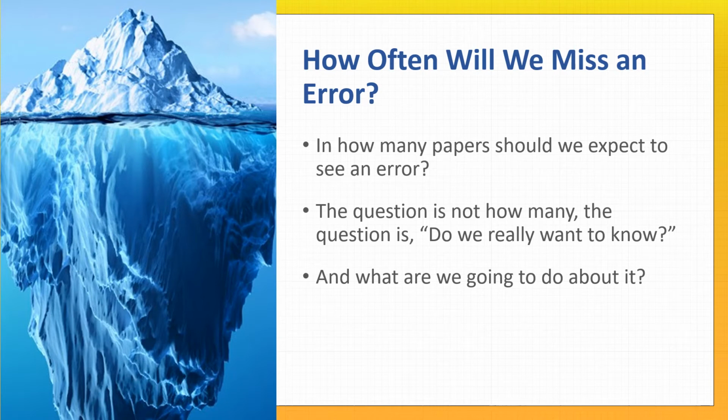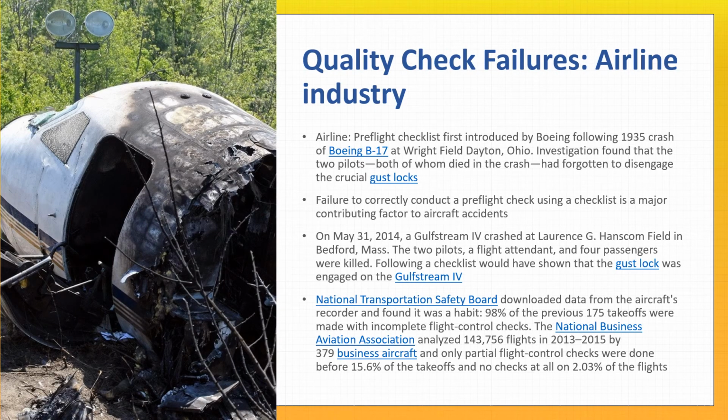So what we're going to talk about now are some processes that we can all implement to ensure that our final peer-reviewed publication is perfect. So to ensure that we can produce perfect materials, let's take a look at other industries and see what they've done. And a good example comes from the airline industry.